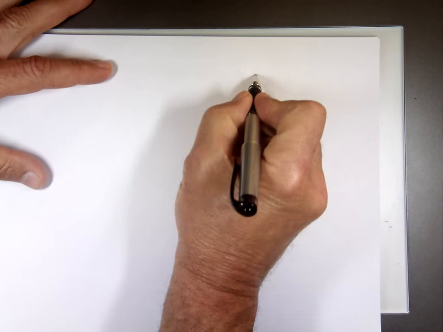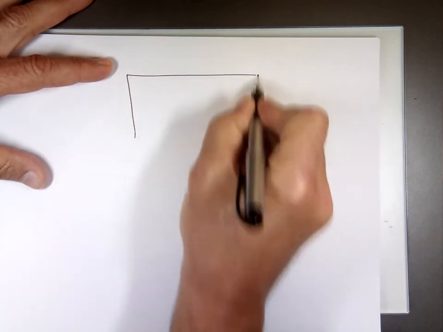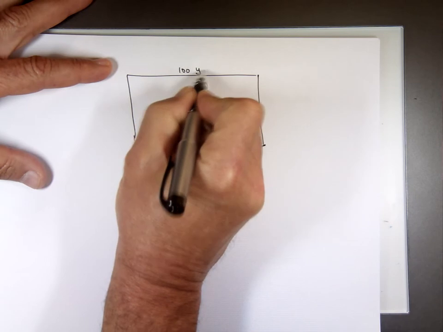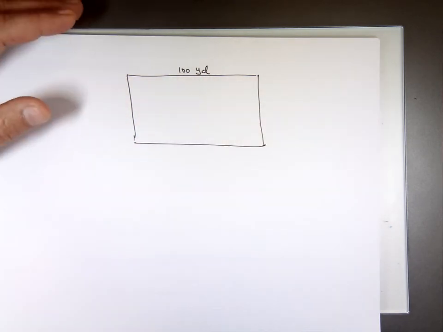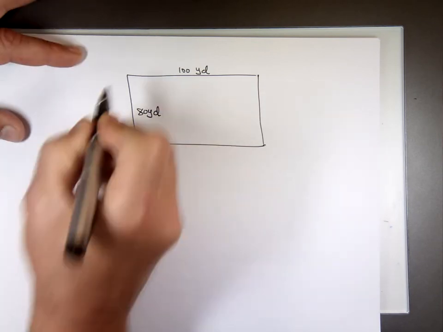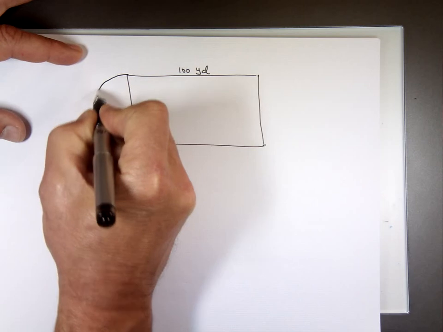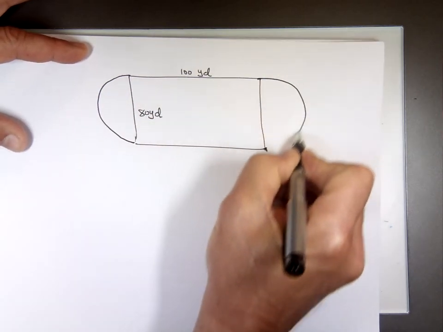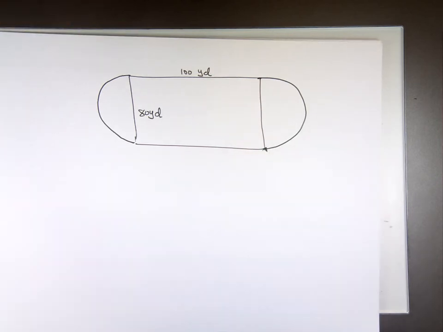Here is a question for you. There's a soccer field, a football field. The football field is what? 100 yards. What's the width of a football field? Anyone? Let's say 80 yards. We'll just make that up. I don't know. At the end of the football field, there is actually half a circle.